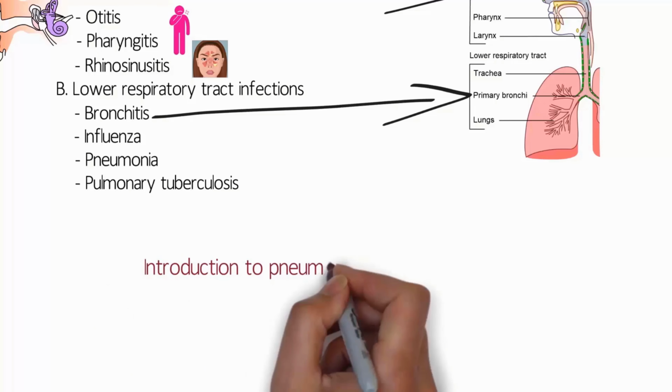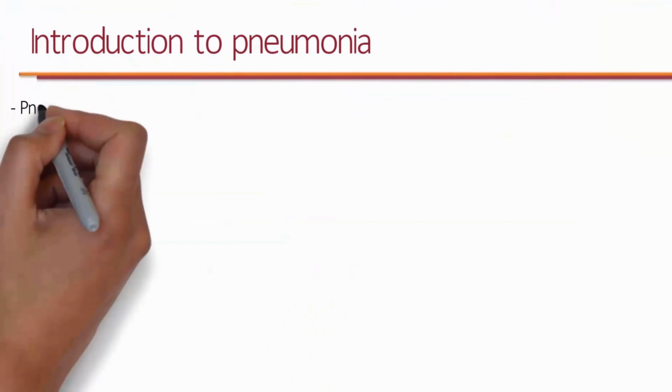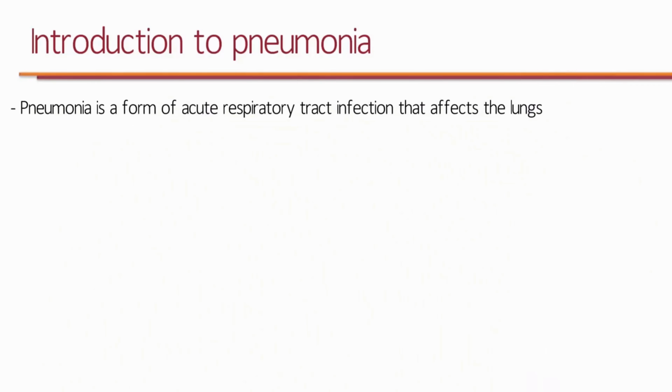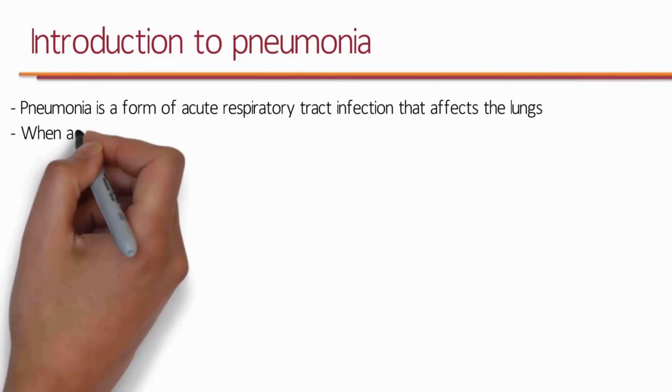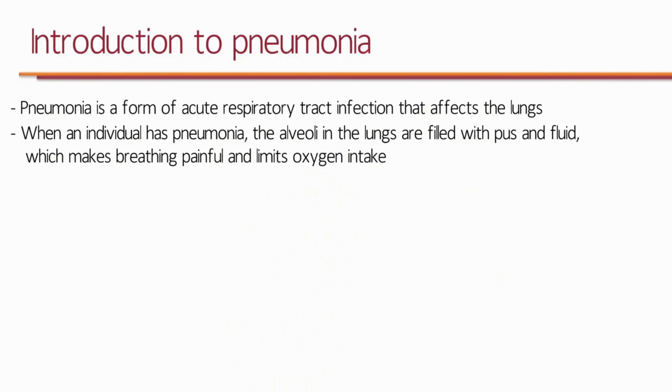Now, let's take a look at pneumonia. Pneumonia is a form of acute respiratory tract infection that affects the lungs. When an individual has pneumonia, the alveoli in the lungs are filled with pus and fluid, which makes breathing painful and limits oxygen intake.